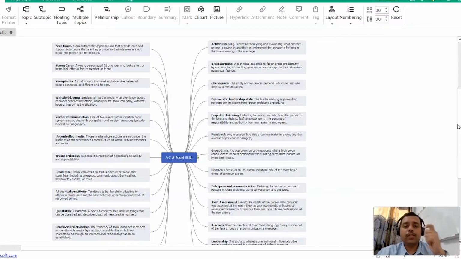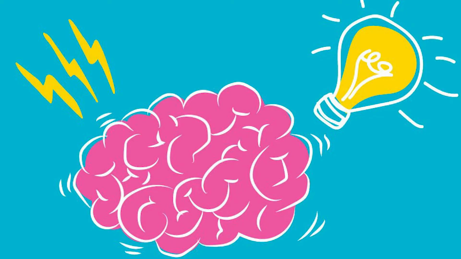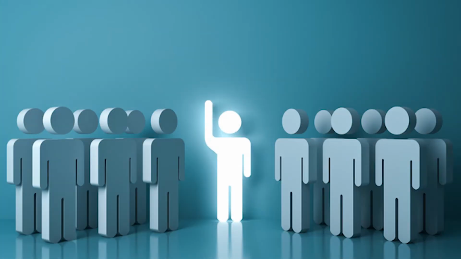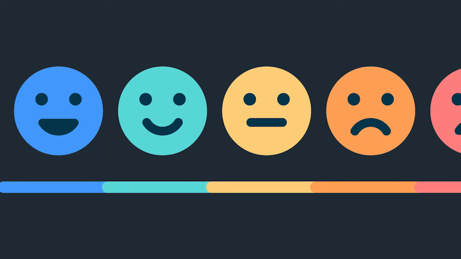A to Z of social skills. Here we go. So, A for active listening, B for brainstorming. What about C? C for chronemics. So, chronemics is actually a study of people, how you perceive people. So, that is something we use definitely in terms of communication. D for democratic leadership style. E for empathetic listening. F for, very important, feedback.